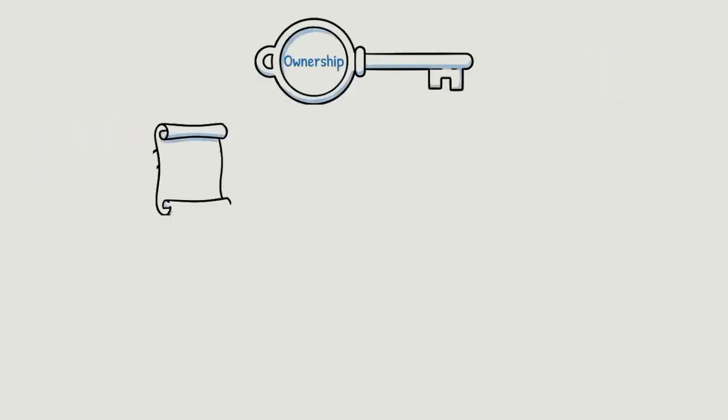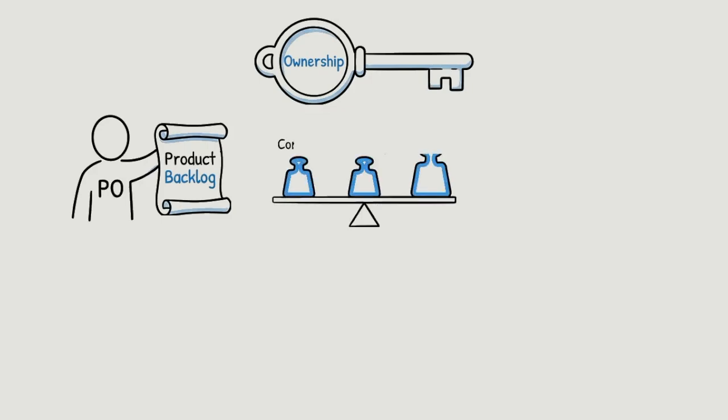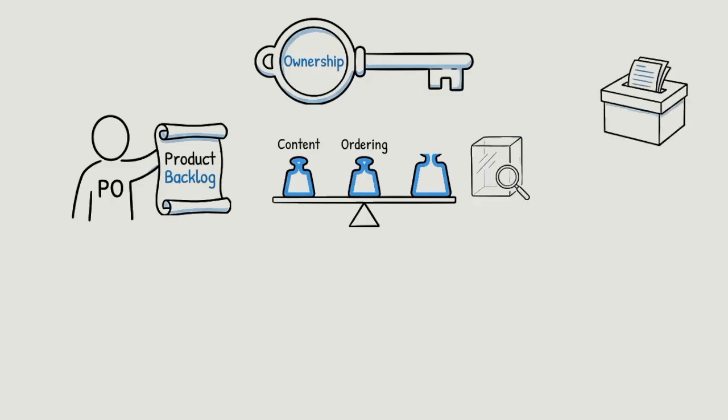Finally, ownership is important. The product backlog is actually owned by the product owner. This means the product owner is accountable for its content, ordering, and transparency. Others can give input, but ownership stays with the product owner.